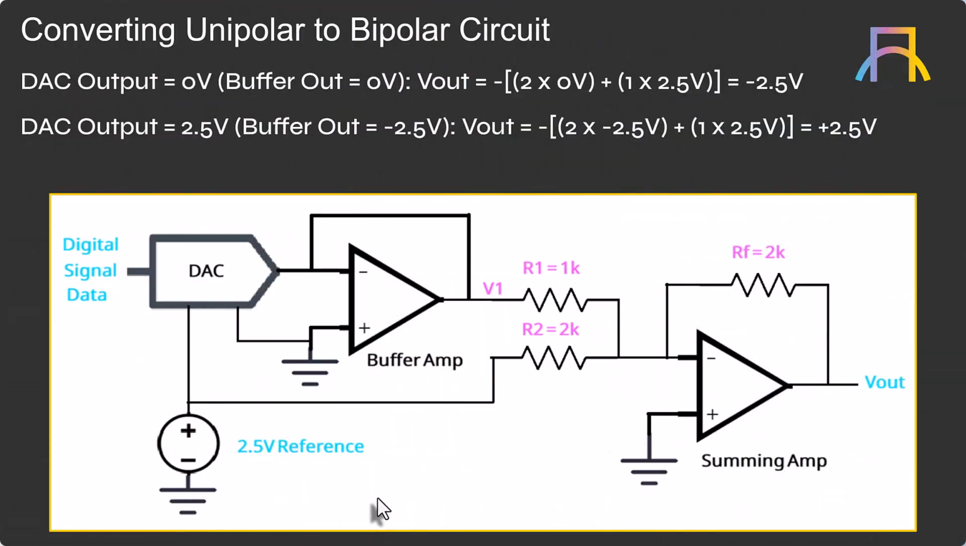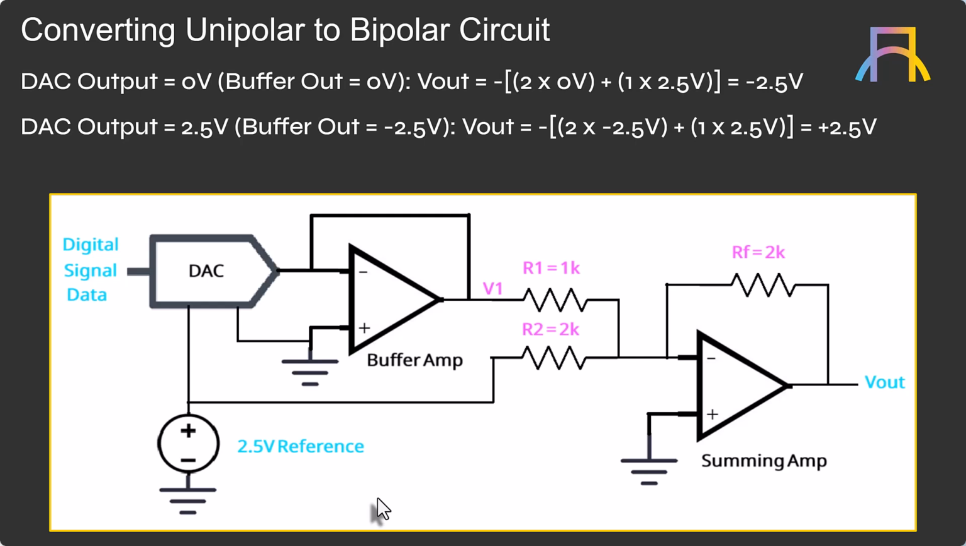Now, let's run through the math of this circuit to see how we can convert our unipolar signal to a bipolar signal. So let's take the first example where we set the DAC codes to all zeros, the digital input DAC codes, and then we get 0 volts out of the DAC. When we feed that to the inverting buffer amplifier, we're going to get 0 volts at V1. That's not too surprising. And then at V2, or the reference voltage, we're going to get 2.5 volts, right? That doesn't change. That's always constant.